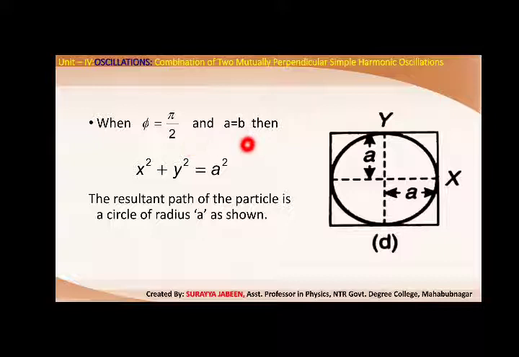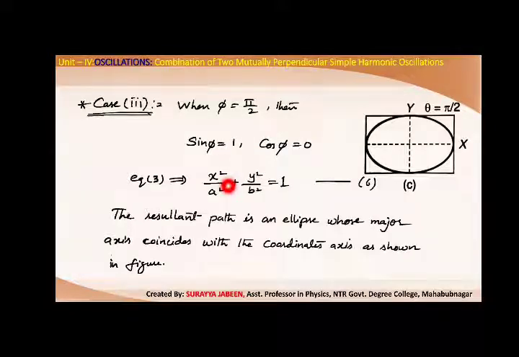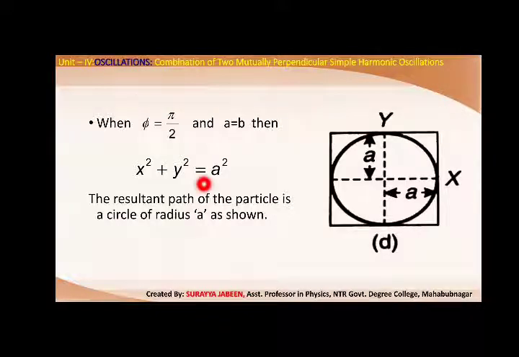What are A and B here? We know that A and B are the amplitudes of the x and y vibrations. When these are equal, the amplitudes are equal, and phi is pi by 2. Then x equal to A sin omega t plus pi by 2, like that, and y equal to A sin omega t. The same A we have to take. Then the final answer will be x square by A square plus y square by A square equal to 1. A square we can take common. Then the final equation will be x square plus y square equal to A square.